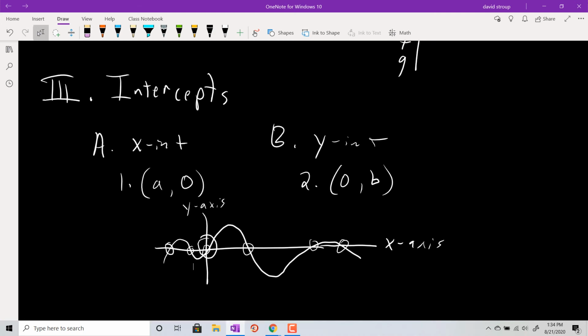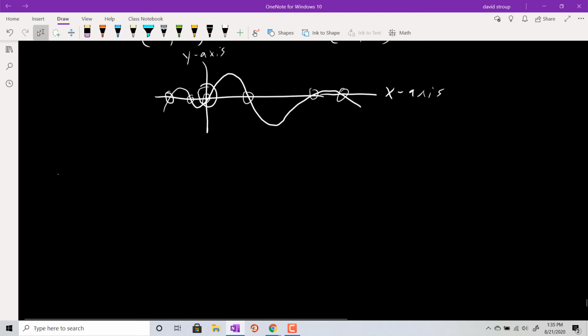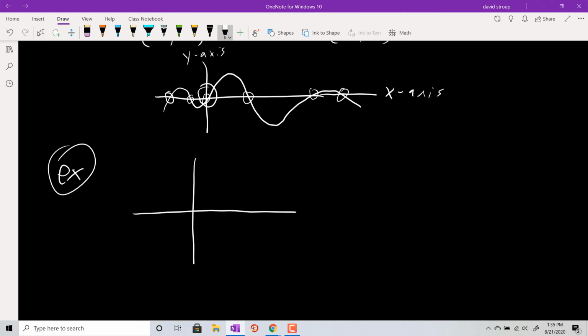Let's look at an example. These examples are just equations of lines. So we have a line going through these 2 points.